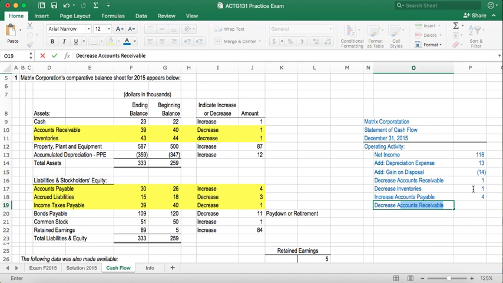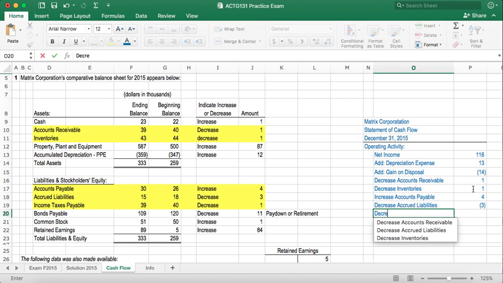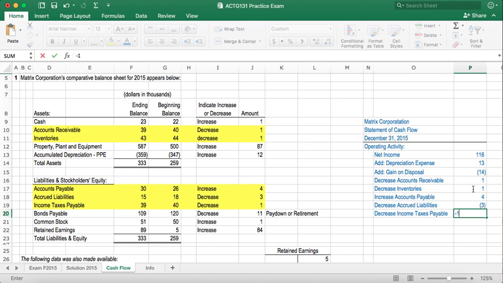Next item is accrued liabilities. And that's a decrease. And a decrease with the liability affects the statement of cash flow as a reduction or a decrease in cash. Then we have income tax. And that also is a decrease. It's a decrease of $1,000. So now we have all our operating activity.